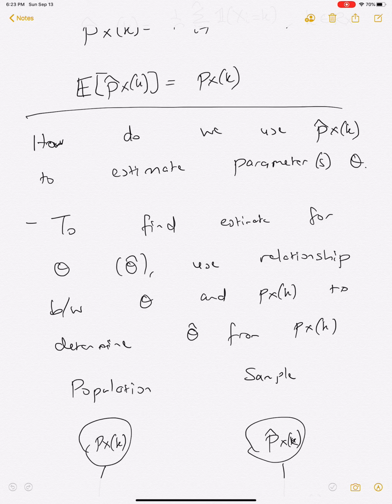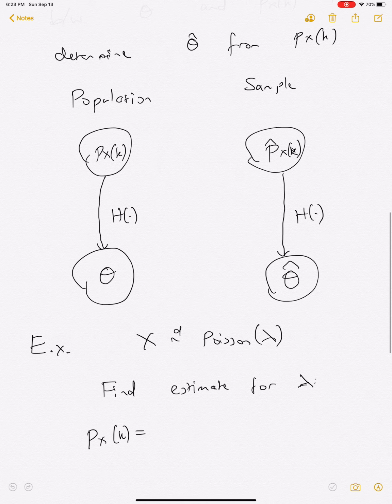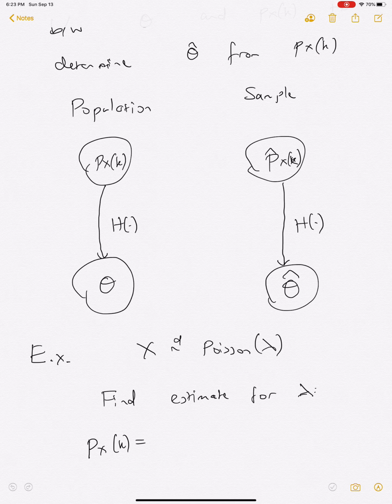theta? And so the general principle, which is this plug-in principle, is that to find an estimate for theta, which we're going to call theta hat, once again, theta hat means that it's a function of the data, we're going to use the relationship between theta and px of k. These are population quantities that you can relate to each other. And then we're going to use that relationship to determine theta hat from px of k. So, a simple diagram: if there is some functional that you can find theta from px of k, and we'll see an example shortly, then you just apply that same functional to find theta hat from p hat x of k, and that gives you a perfectly reasonable estimator.